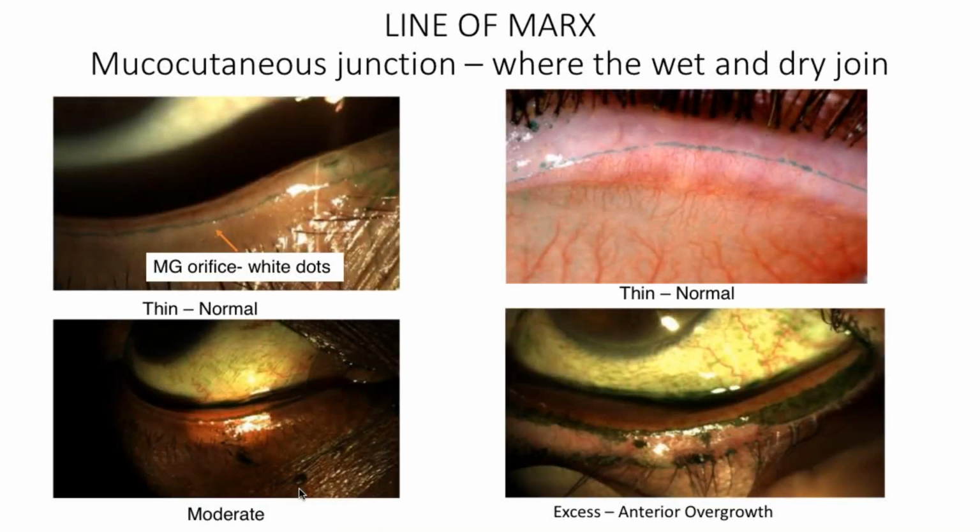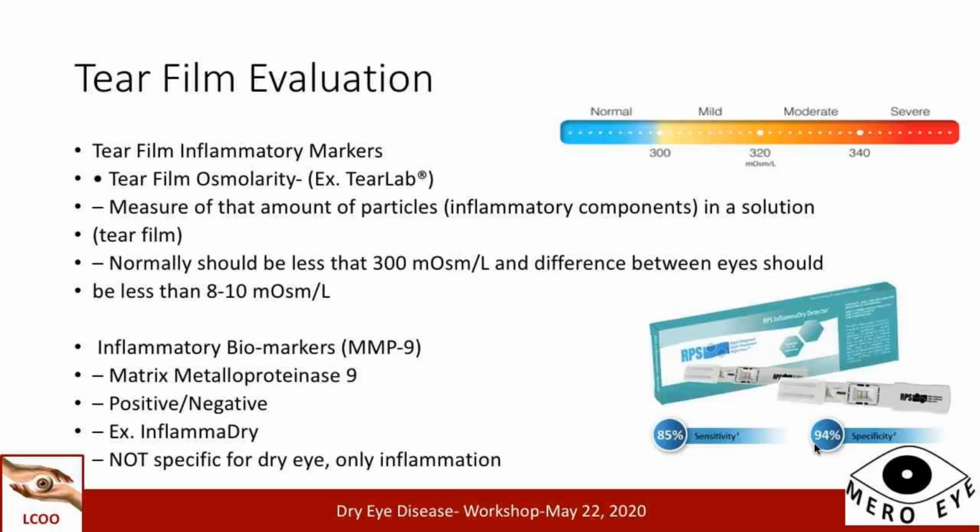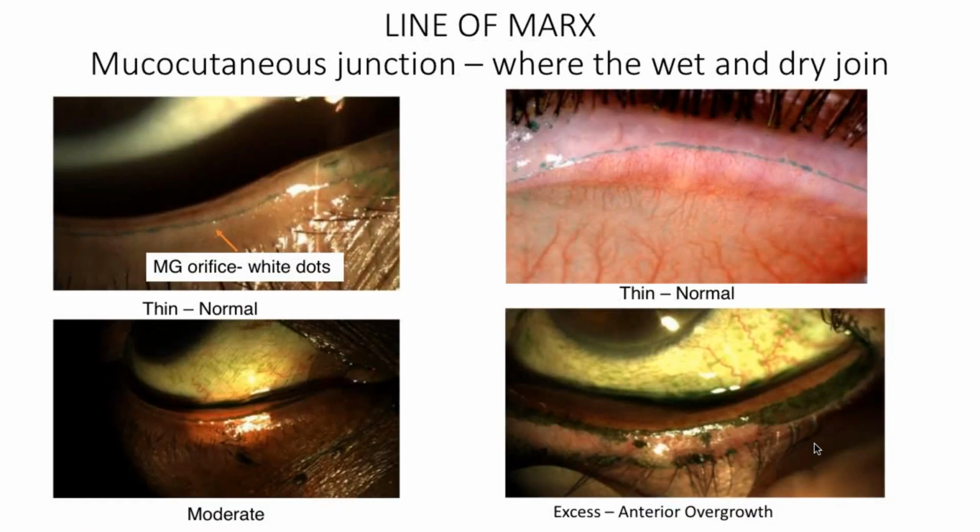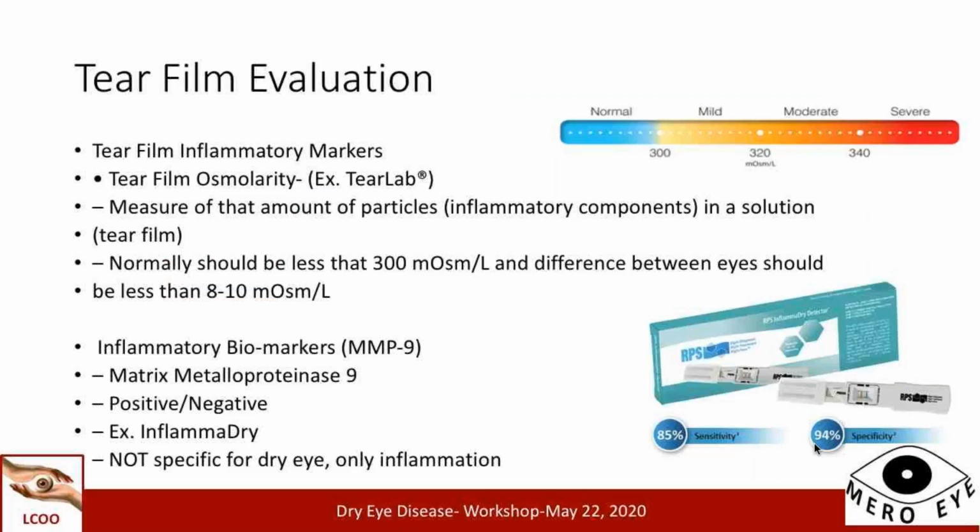So this is your lissamine green. You can see the more severe, the more the staining, the wider the marked line. So basically, when you're using tear film evaluation, we would like to do multiple tests. You can do a meibography, you can do a tear breakup time, you can do a blink rate, and you can also look for inflammatory markers.